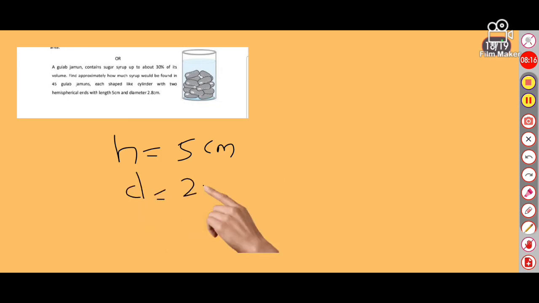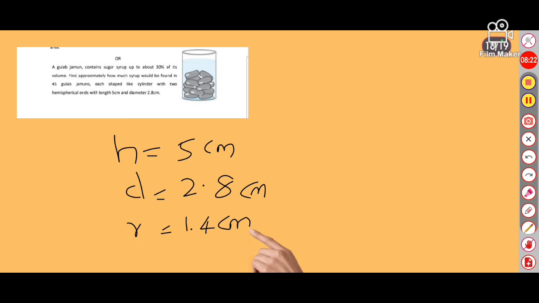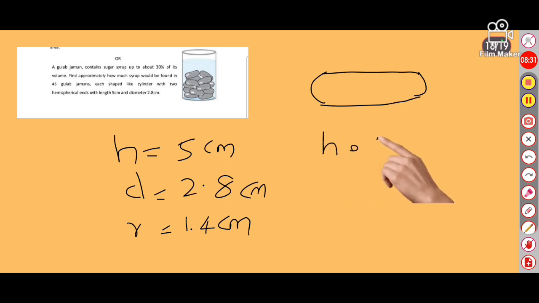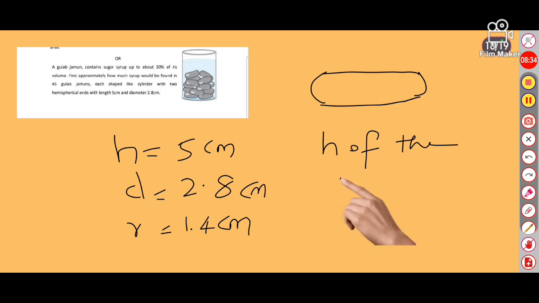So we are going to first write the given data. The height or length is 5 centimeter. The diameter D is 2.8 centimeter. Therefore, the radius will be 1.4 centimeter. The height of the entire thing, in the same diagram, is 5 centimeter. So we need to find the height of the cylinder part.